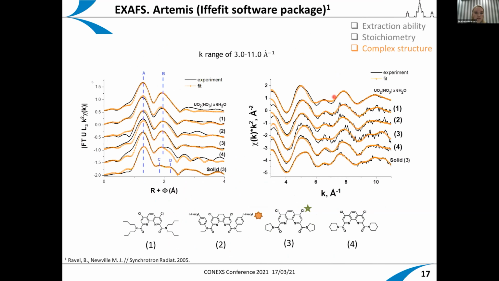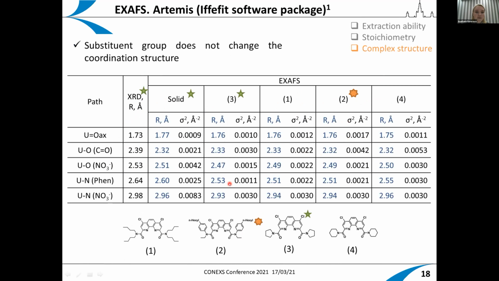And we can see that the EXAFS spectra are dominated by contributions from axial oxygens corresponding to the uranyl cation, and coordination centers related to the nitrate group and the ligand are presented in the Fourier transform spectra as peak B, and are split into 2 distinct peaks, C and D, in solid state samples. Best fit results are presented on the slide, and the main result is that the substituent group does not change the coordination structure of our complexes.